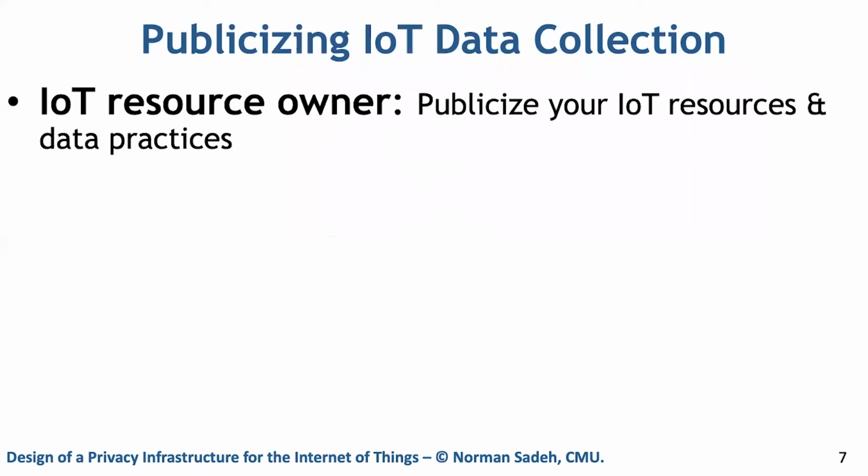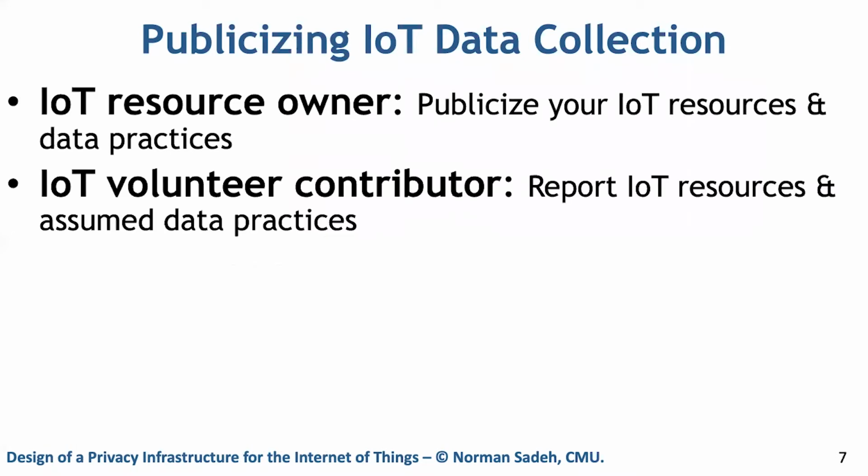So when it comes to publicizing the presence of these resources, we need to cater to a few different roles. You've got obviously the owners of these resources, like the person who purchased the Ring doorbell and installed it in their home. You've got also people who might just want to report the presence of a resource that they spotted, like let's say a camera at a traffic light or what have you. And so we really wanted to make it possible for these volunteer contributors to also participate and take advantage of our portal.